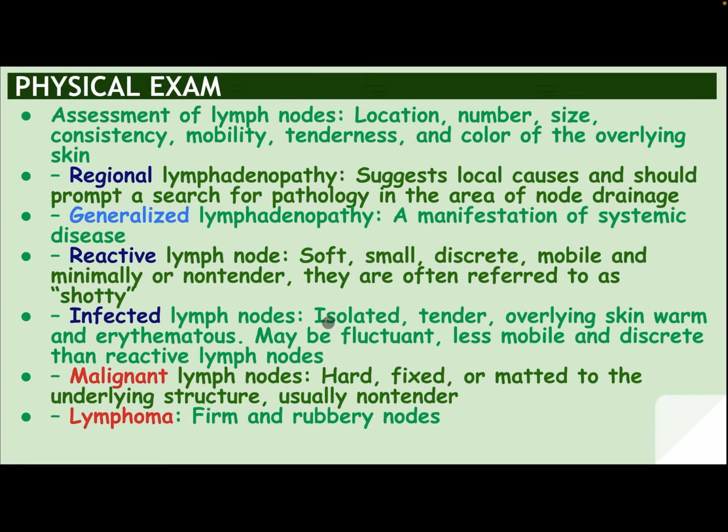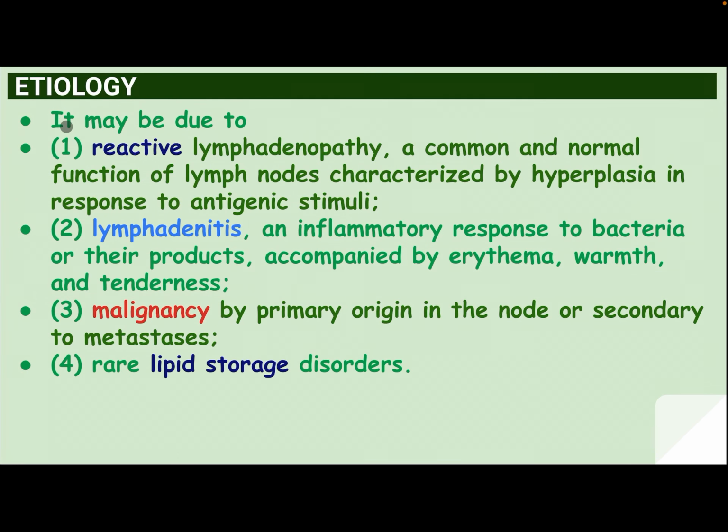Infected lymph node: isolated, tender, overlying skin warm and erythematous. May be fluctuant, less mobile, and less discrete than a reactive lymph node. Malignant lymph node: hard, fixed, or matted to the underlying structure, usually non-tender. Lymphoma: firm and rubbery nodes.